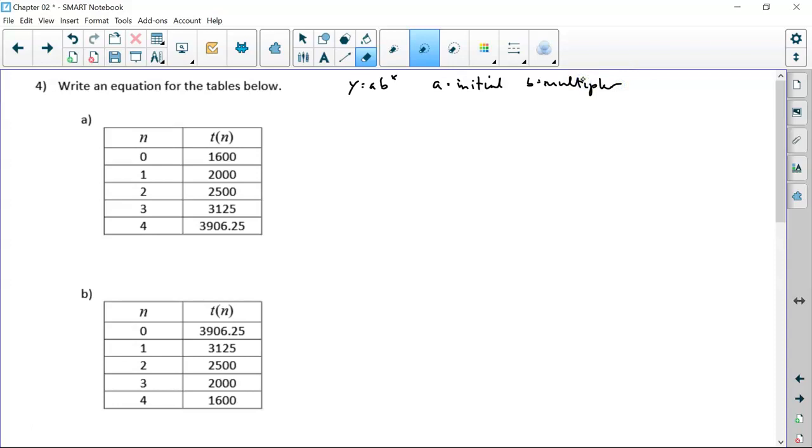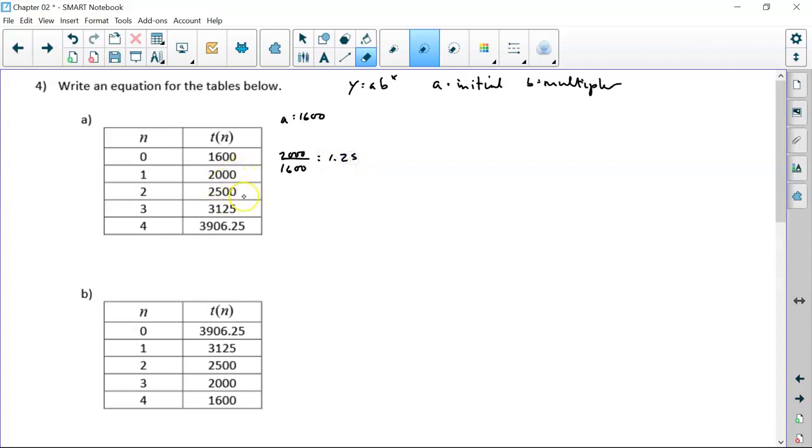So what we're going to do is find our initial. A is term 0, that's 1600. Now we have to find the multiplier. To find the multiplier, we're going to take the second number and divide by the first. So 2000 divided by 1600 is going to be 1.25.